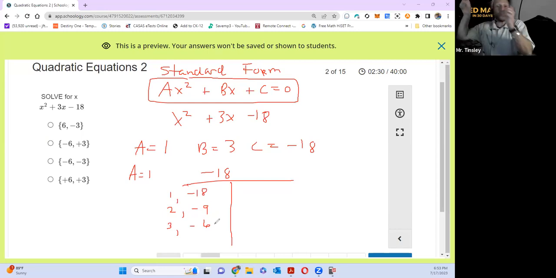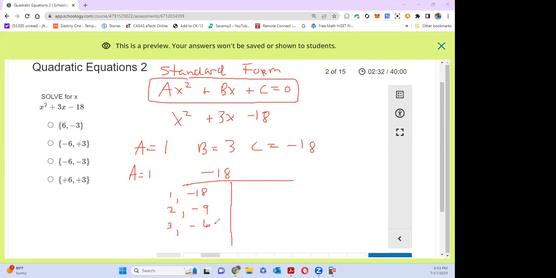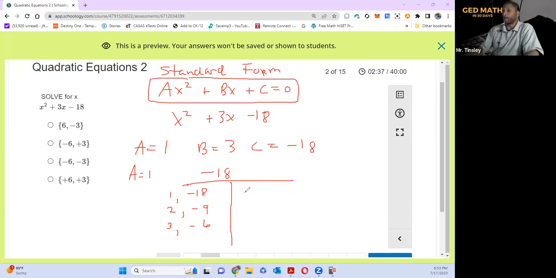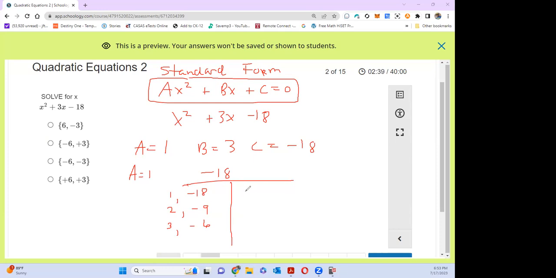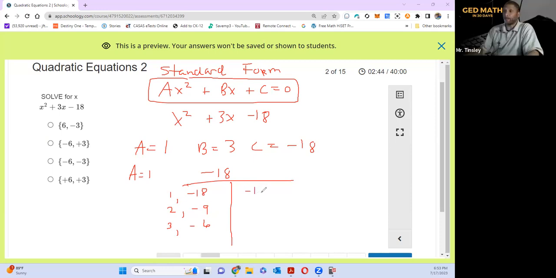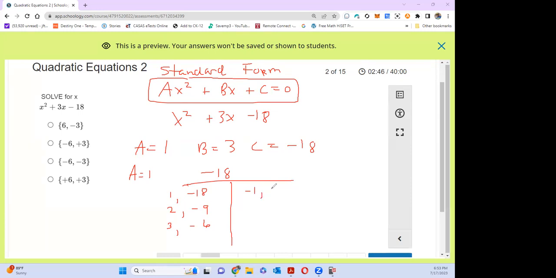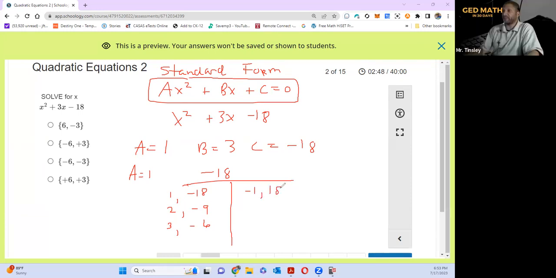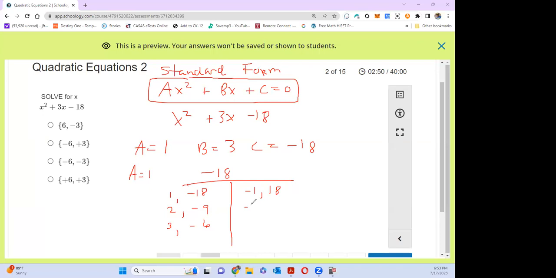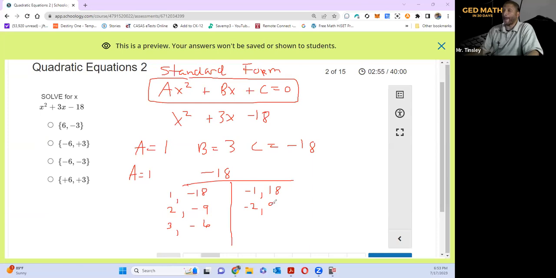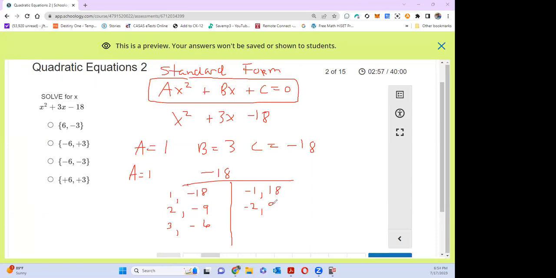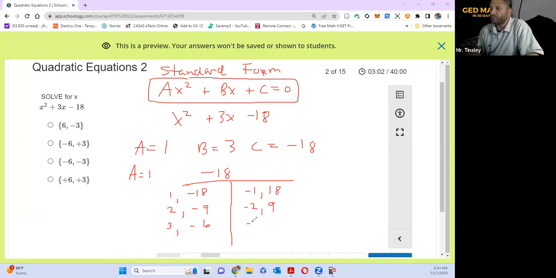Because I know on the other side, all I'm doing is changing my numbers. So instead of 1 and negative 18, I'm going to do what? Negative 1 and positive 18. Then next you're going to do negative 2 and 9. We're on the last pair. It's negative 3 and 6.